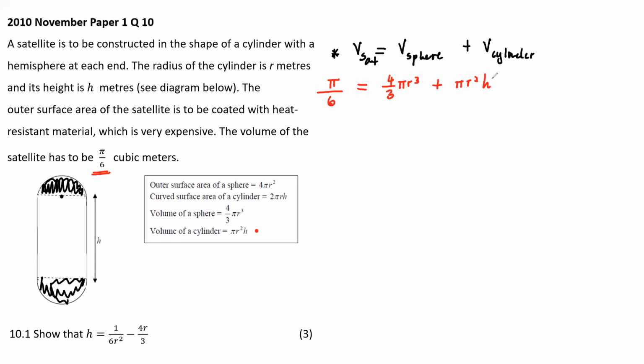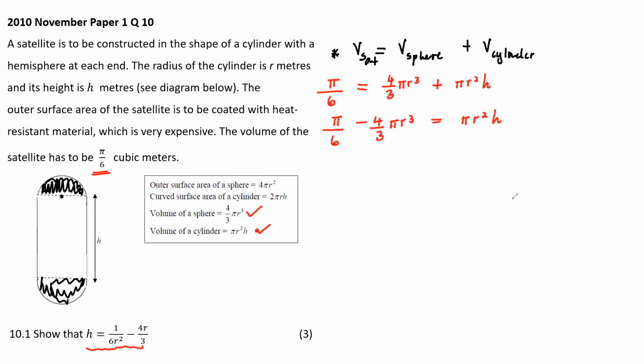All right, let's do some serious math, beautiful math that we're going to do right now. Follow my lead. The volume of the satellite is the volume of the sphere, which is 2 hemispheres, plus the volume of the cylinder. We're given that the volume of the satellite is pi over 6. The volume of the sphere is 4 over 3 pi r cubed, and the volume of the cylinder is pi r squared h. We're supposed to make h the subject of the formula. So pi over 6 minus 4 over 3 pi r cubed is equal to pi r squared h.